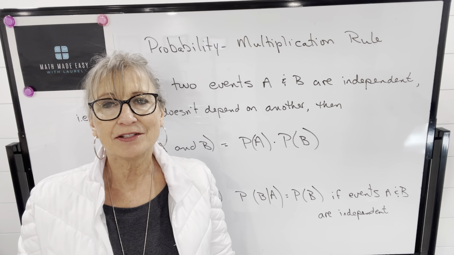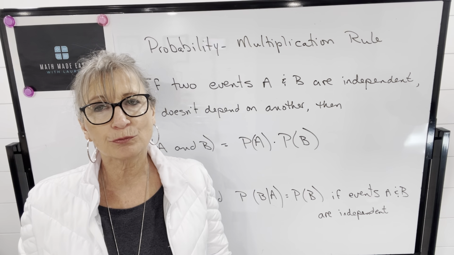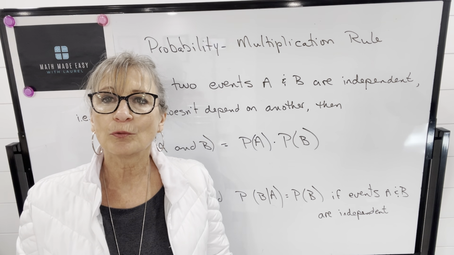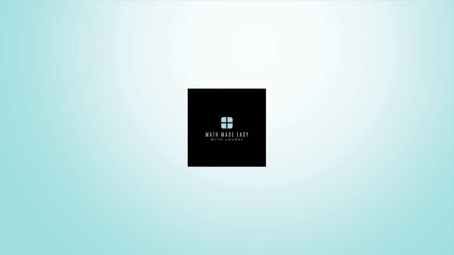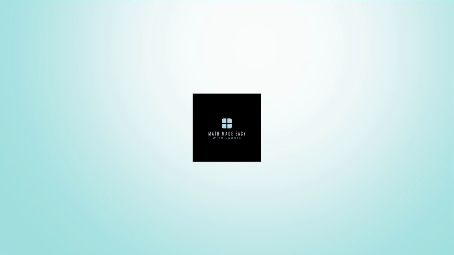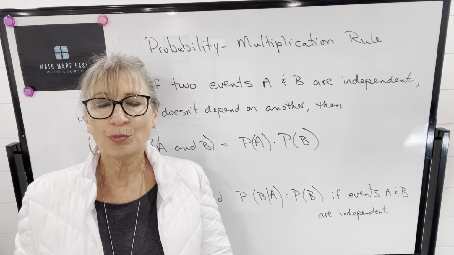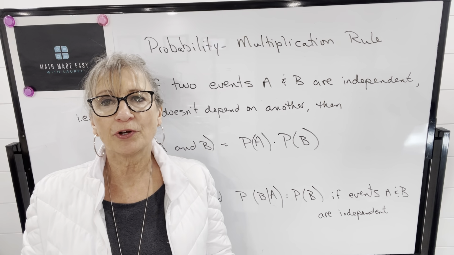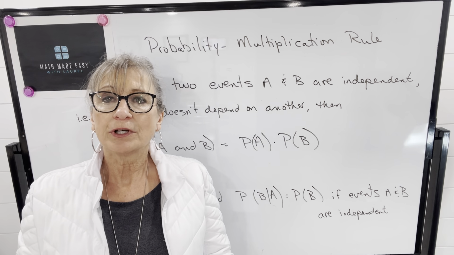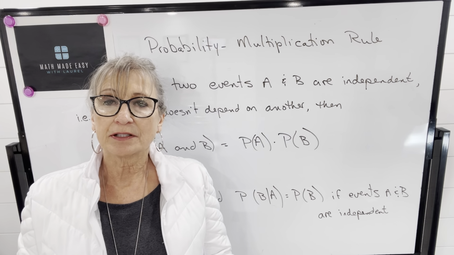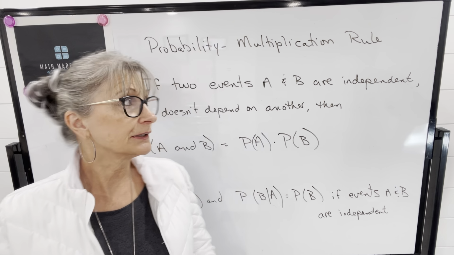I'm Laurel, and in this video we're going to talk about the multiplication rule for probability when we're working with independent events. There are two parts of the multiplication rule depending on whether your events A and B are dependent or independent. So we're going to take a look in this video at the situation that they're independent.